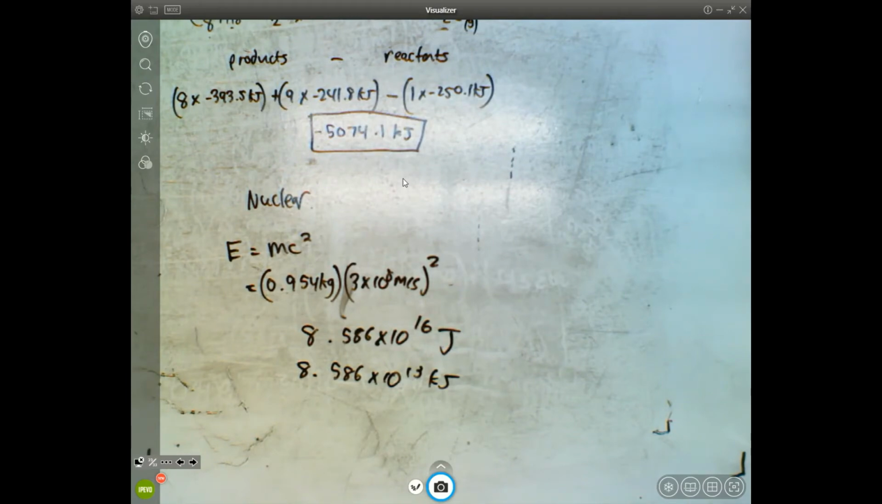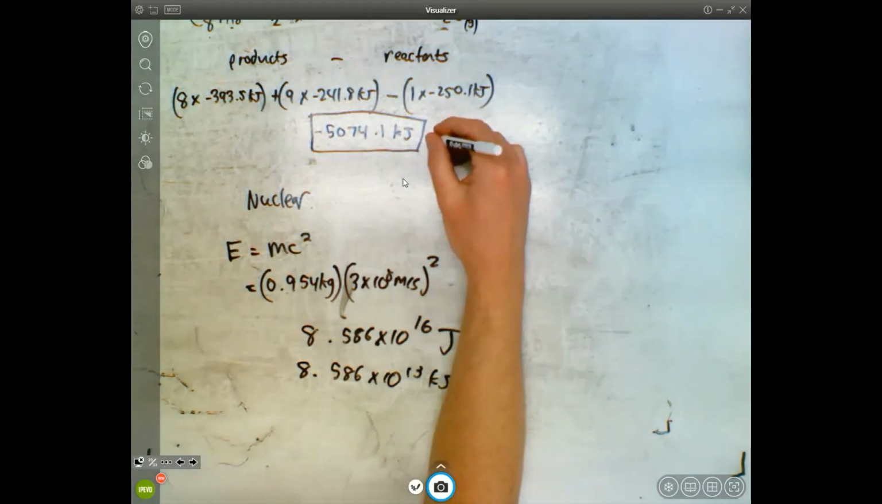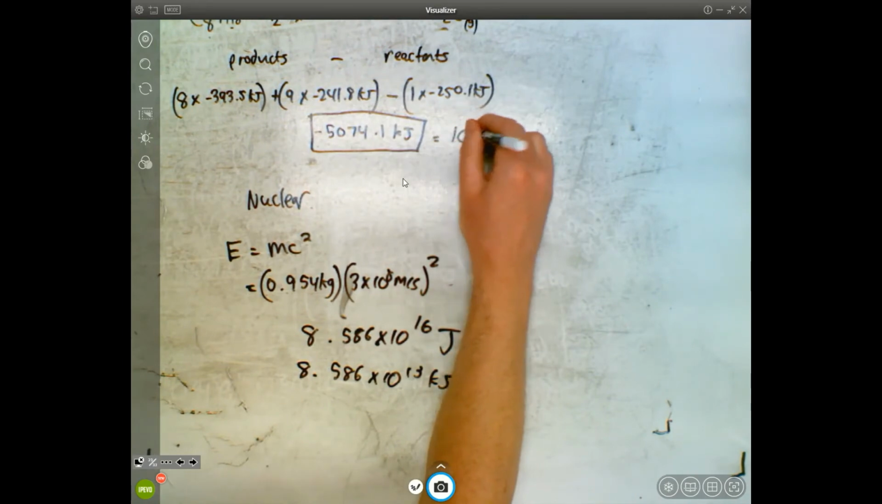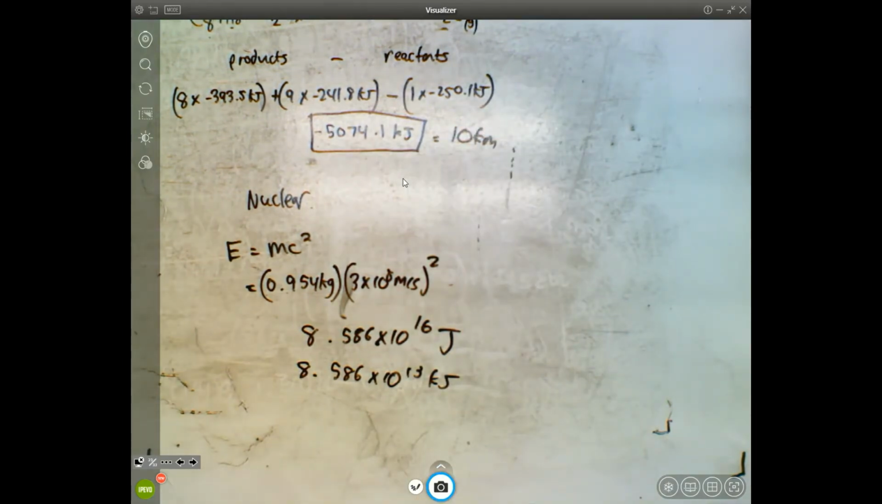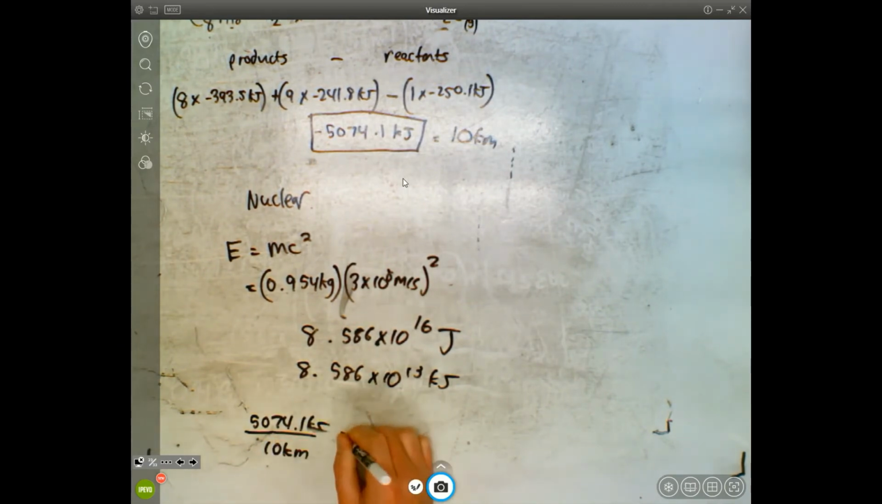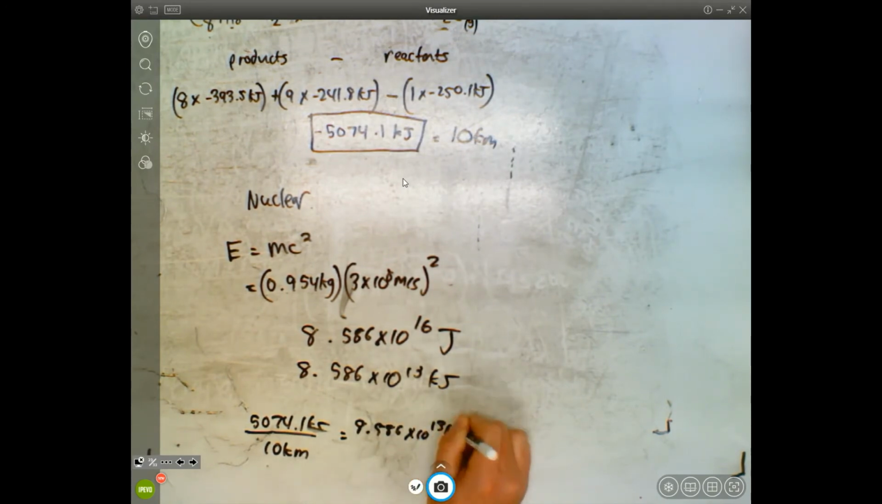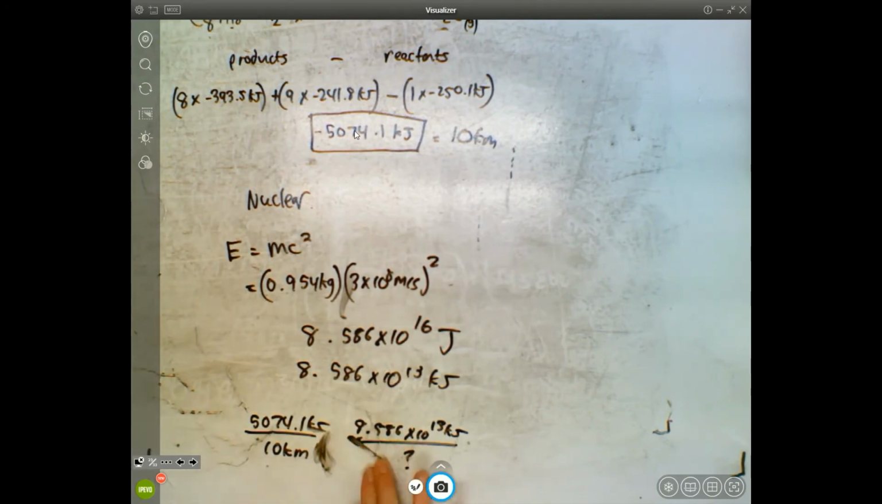So this is 1 liter of gasoline. If you think of this as 1 liter of gasoline, maybe you'd be able to go 10 kilometers on 1 liter. So if we wanted to figure out how far we could go if we converted mass to energy, well, if 5074.1 kilojoules can bring us 10 kilometers, how much could 8.586 times 10 to the 13 kilojoules bring us? And we can just cross multiply and divide. Oops, sorry, I set up my arrows the wrong way. We need actual numbers. So this is cross multiply, and this is divide.